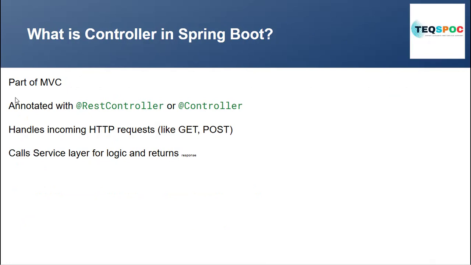The second topic is the controller layer in Spring Boot. In Spring Boot we follow MVC architecture, and the controller layer is the part of Model View Controller. C represents the controller layer. For creating a controller layer, there are two annotations, that is @RestController and @Controller.